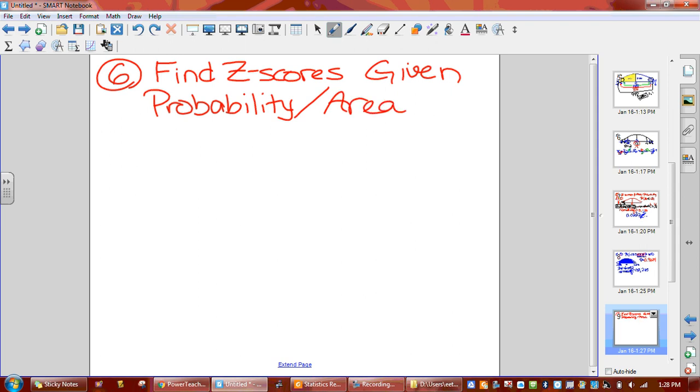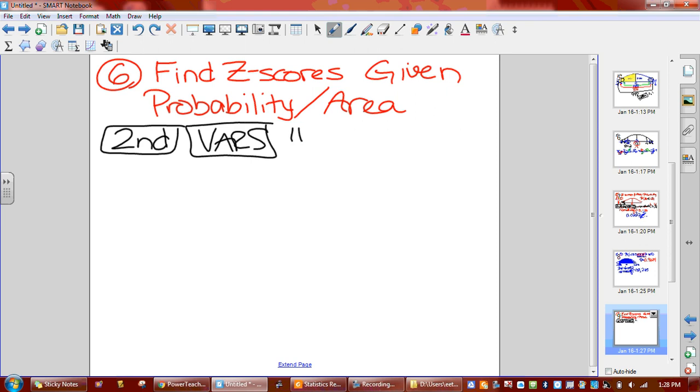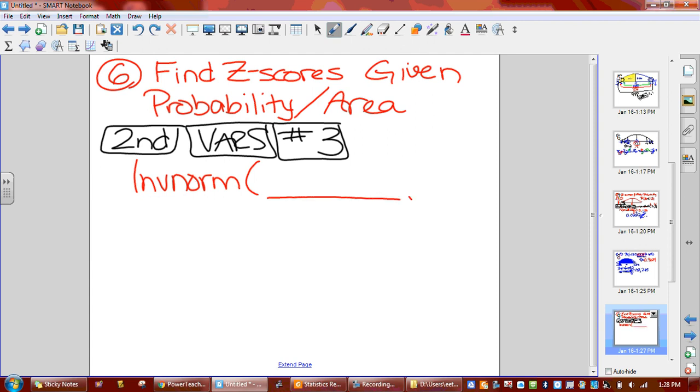So how do you find Z scores given the probability and area? Well, this is again the calculator, second bars, but now it's number 3. It's inverse norm. So we're going to go inverse norm. Now it always opens up a bracket. You're going to put your probability in there, and in some calculators you have to put (0), (1). Sometimes they need that, sometimes they don't. Just check your calculator to see if it works without it. So the number we're putting in is the area.